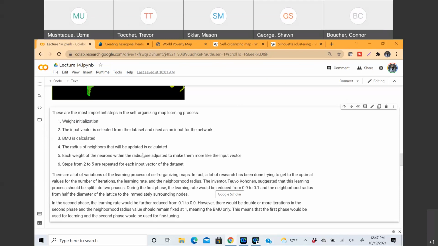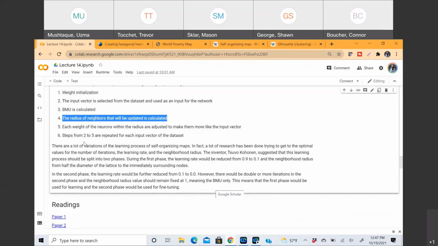And then the input vector is selected from the data set used as the input, like the first row, remember? And then your BMU, the best matching unit, is calculated. The radius of neighbors is first calculated and then updated. Next time, as I said, it should be exponentially decaying, right? And then each weight of the neuron within the radius is adjusted to make them more like the input vector.